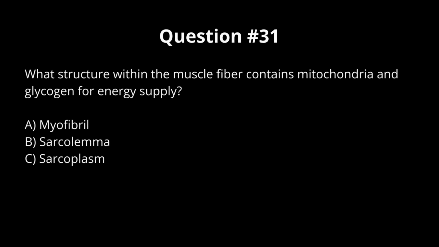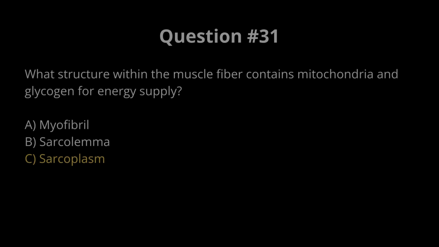Question number 31. What structure within the muscle fiber contains mitochondria and glycogen for energy supply? A. Myofibril. B. Sarcolemma. C. Sarcoplasm. The correct answer is C. The sarcoplasm is the cytoplasm of a muscle fiber, containing mitochondria, glycogen, and myoglobin to support contraction.